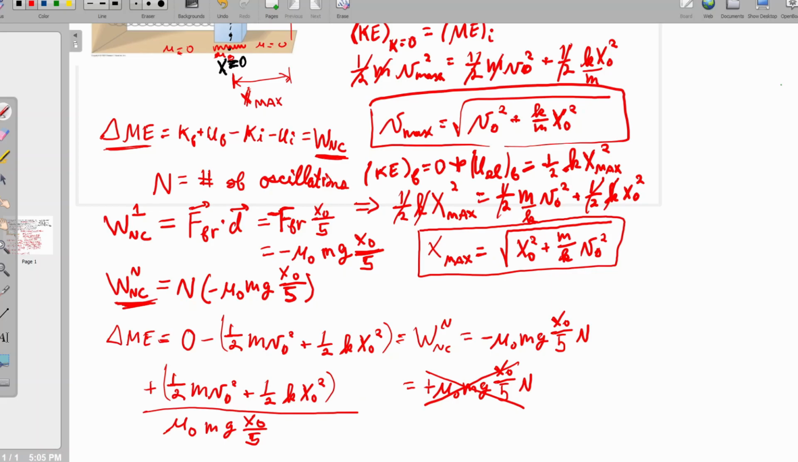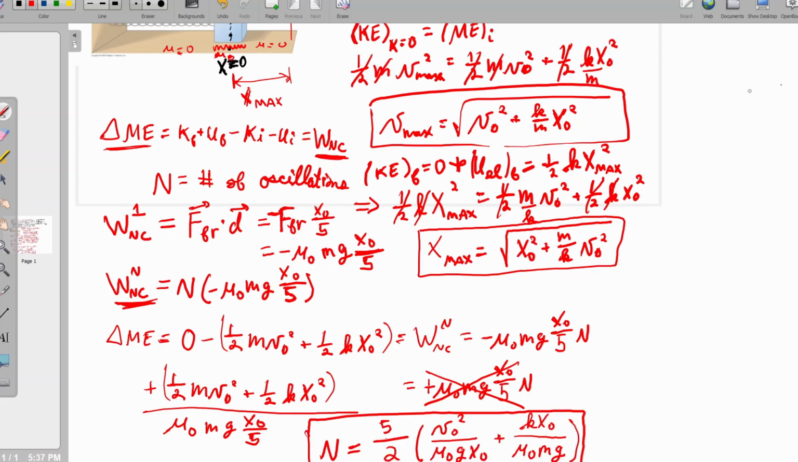So let's just really quickly simplify this a little bit. I have that n is equal to 5 over 2 times the quantity v0 squared over μ0 g x0 plus k x0 over μ0 mg. This is the total number of oscillations that this system will undergo before it has lost all of its initial energy that was given to it. So I hope that was helpful for you. Good luck on all of your conservation of energy problems.